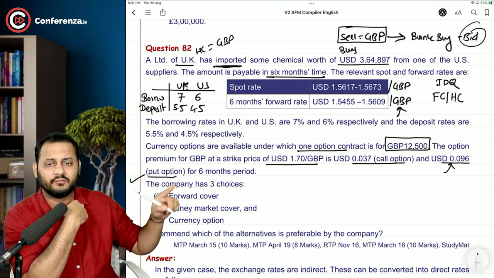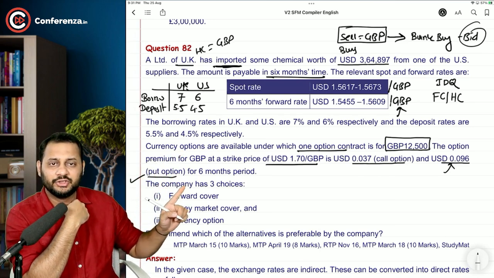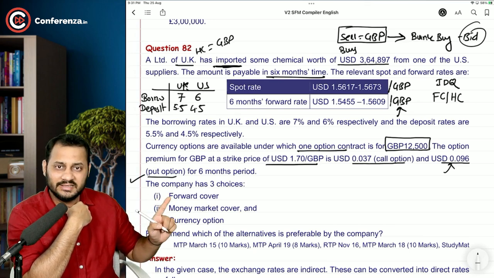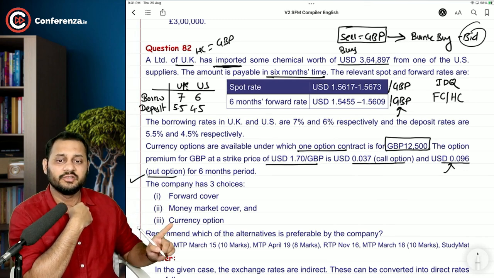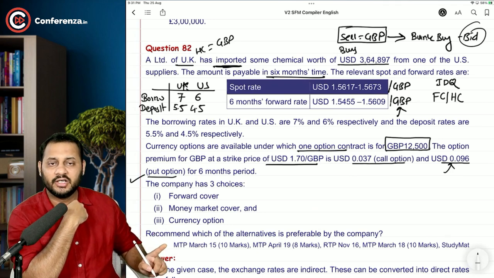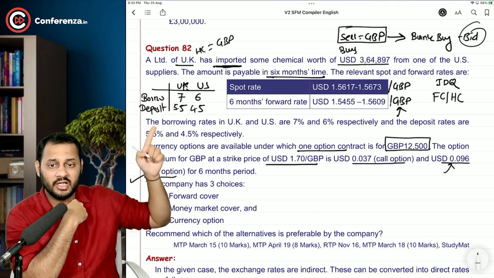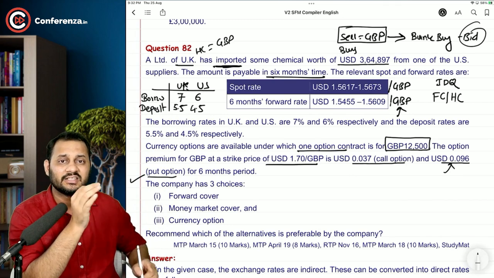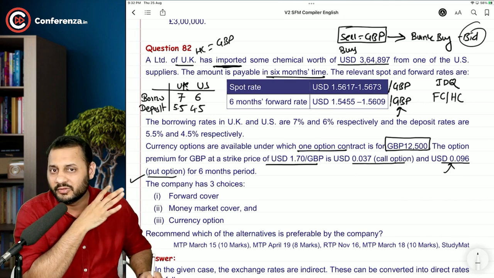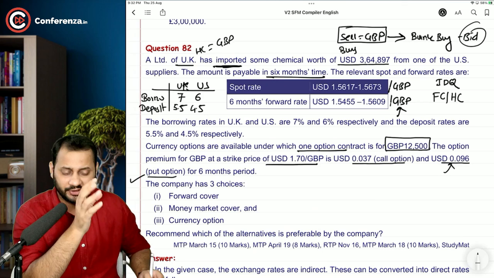Okay, sir. The company has three choices: forward, money market and option. Forward is the easiest one to calculate. A little difficult is money market, and the most difficult in this question is currency options. Recommend which of the alternative is preferable. We are the importer. Whichever option will give us the least outflow, that option will be preferable. Let's start with the forward cover and finish it off.